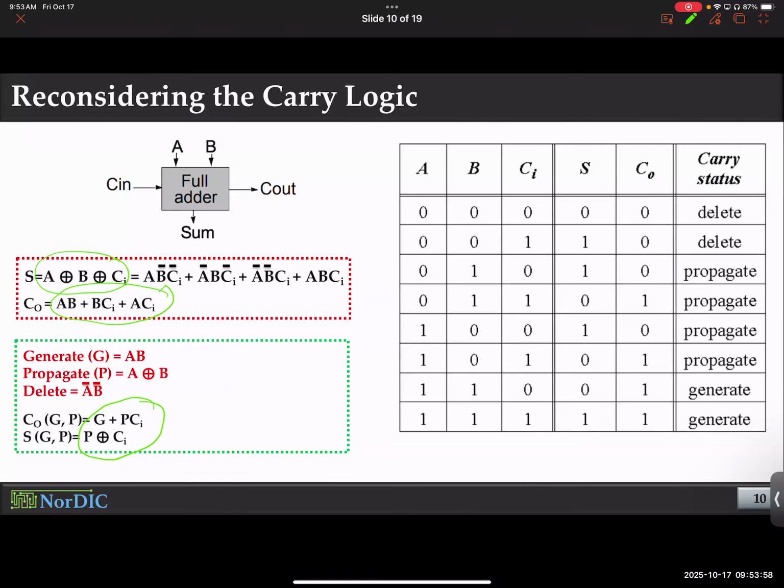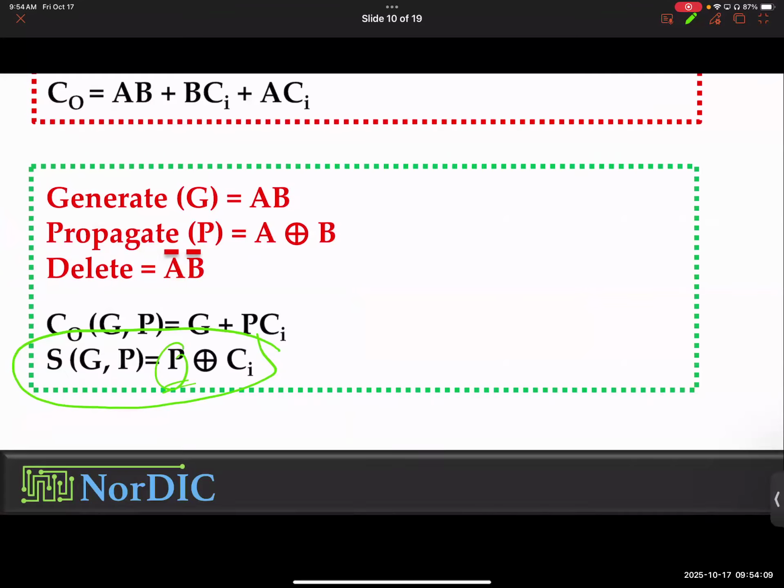Are you all good so far? There is a very big step that I have taken already. Honestly, nothing changed in the sum part. You know why? Because propagate is essentially A XOR B, and you still have C in here. So sum doesn't change at all. It's essentially A XOR B XOR C in. I didn't change the sum, did I? But something changed here. Can anybody see what changed here? Yes.